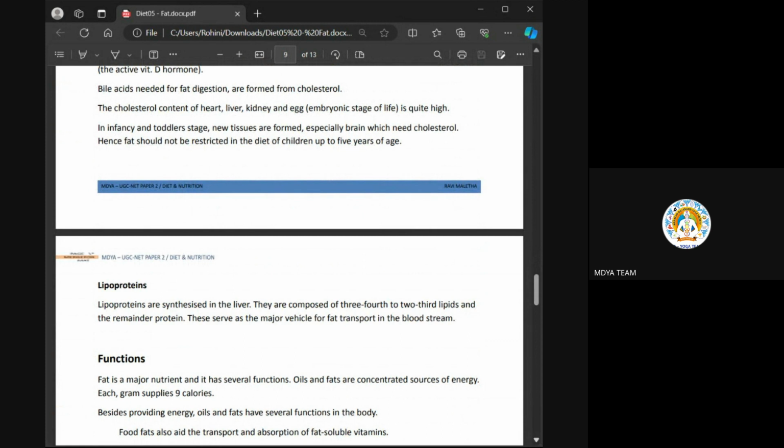Then the lipoproteins are also synthesized in the liver. They are composed of two-thirds to three-fourths lipids, and the remainder is protein. These serve as a major vehicle for fat.